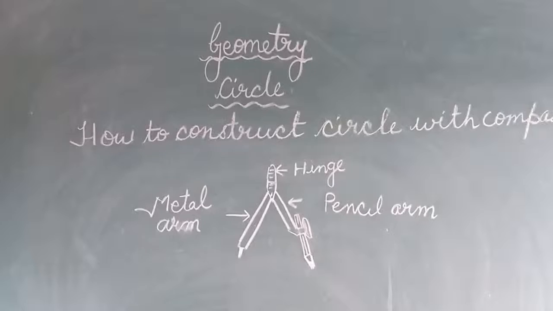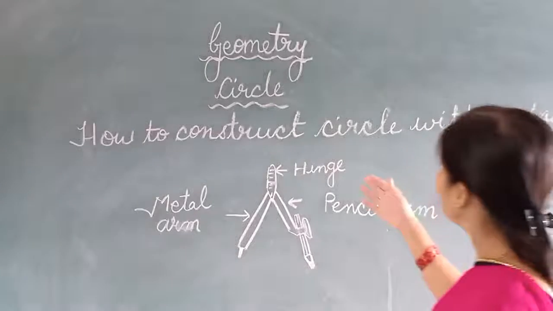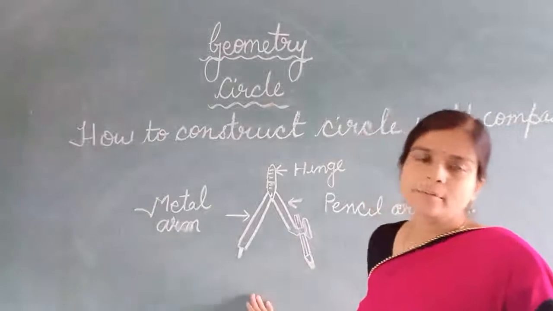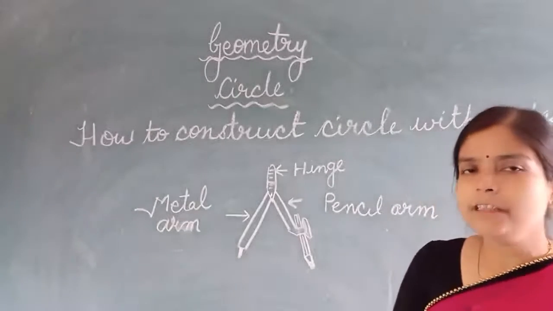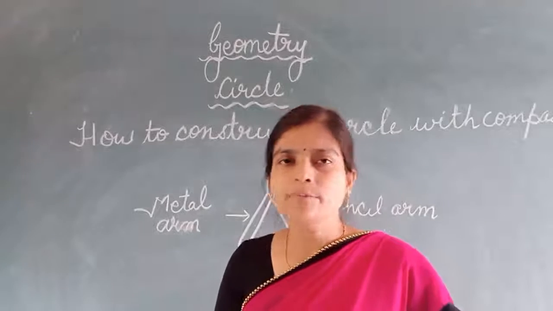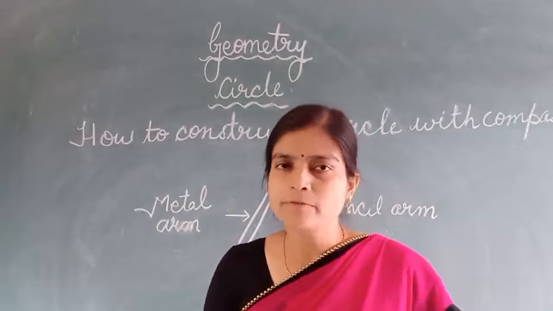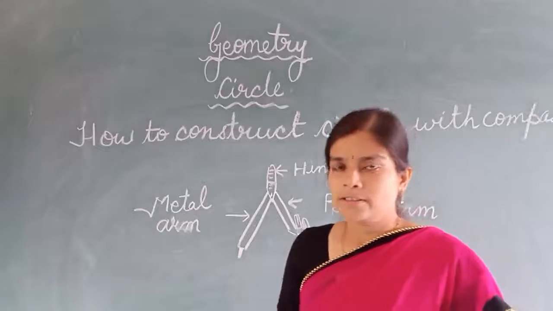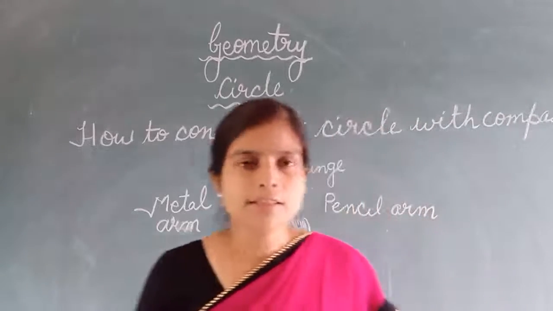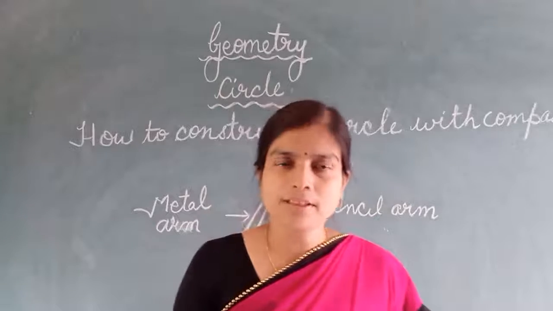So you have seen how easily we have constructed the circle with the help of compass. Okay, and we can construct the circle of given radius also. If it is given 4 centimeter, we will measure the length with the help of scale 4 centimeter, and then we will construct the circle. So children, you practice to construct some circle by yourself.